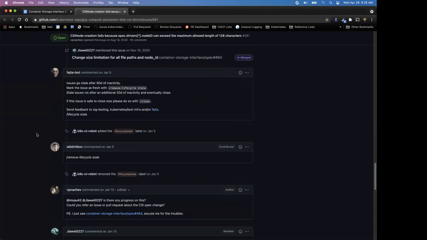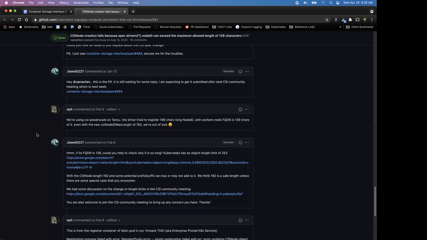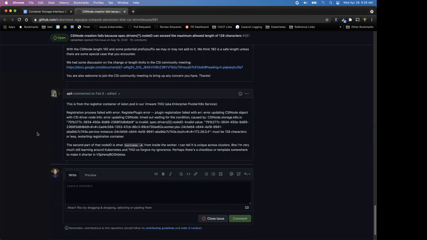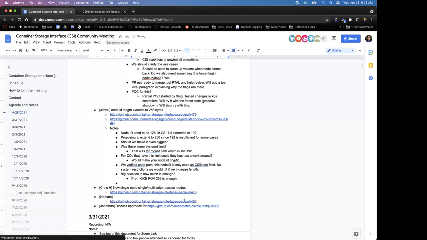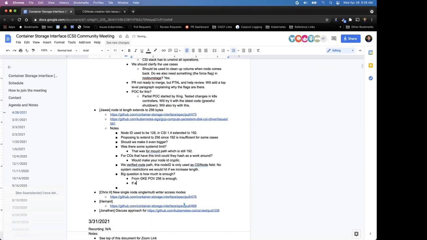It sounds like, Jiawei, you've been talking to other folks who've also wanted to extend it. Is 256 enough for the cases that you've been talking to? Yeah, definitely. From a GKE point of view, 256 is definitely a safe length. But if anybody else knows other limitations on node ID, please let us know.